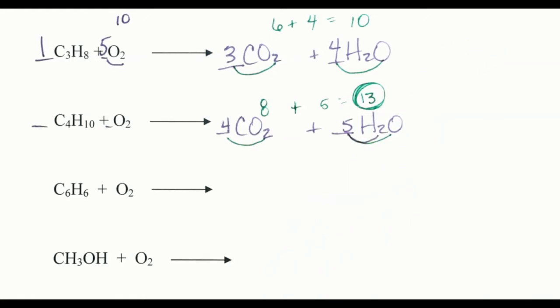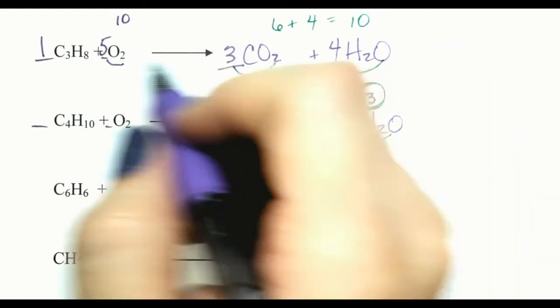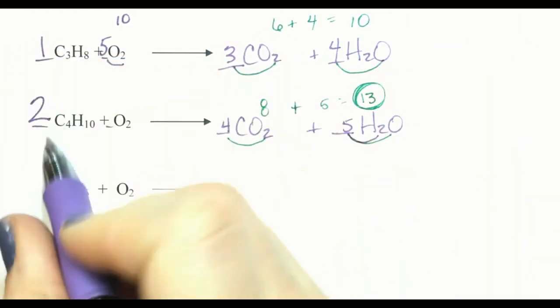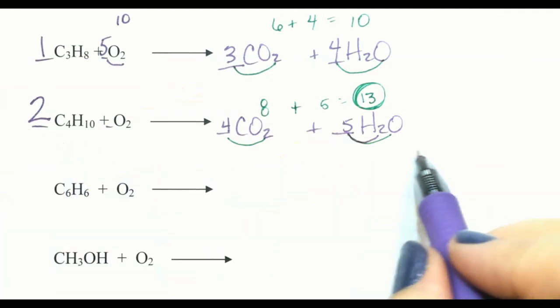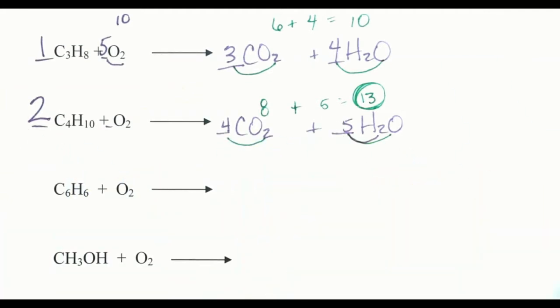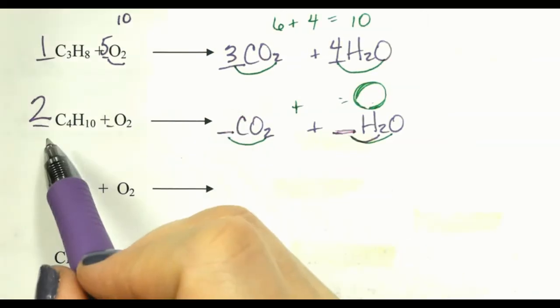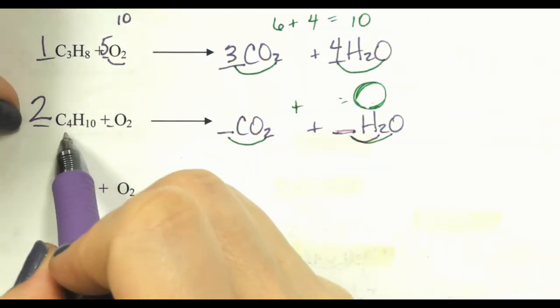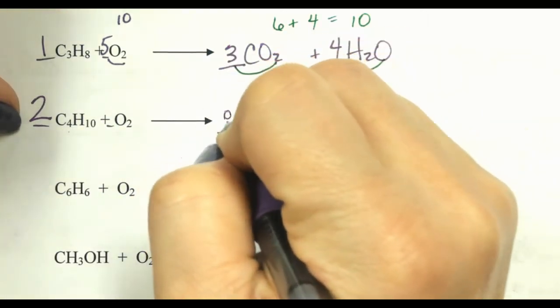which means we're going to have to start all over again by putting a 2 in front of here and then rebalance everything. So I'm going to white out my 4 and my 5. Using a pencil is a good idea. So now 2 times 4 is 8 carbons.